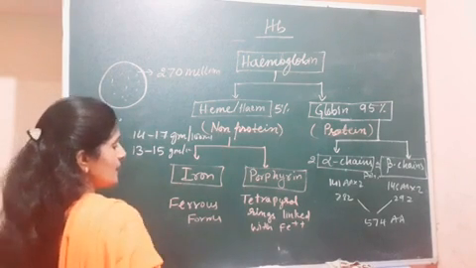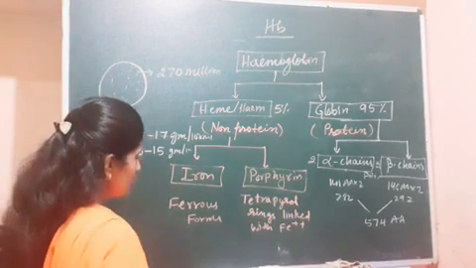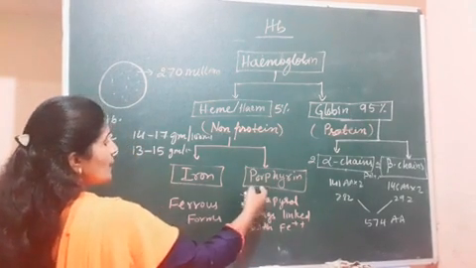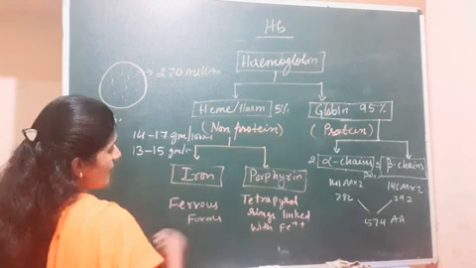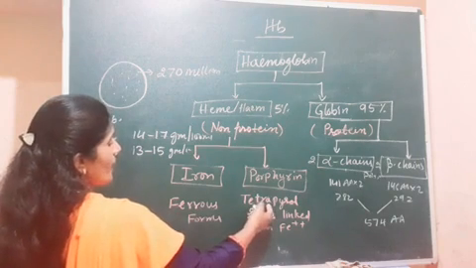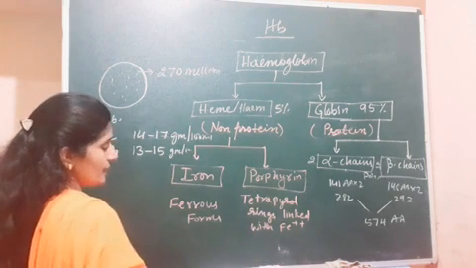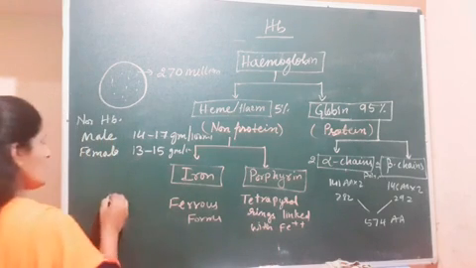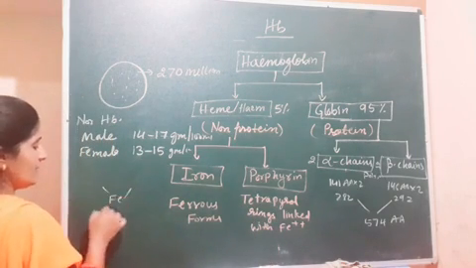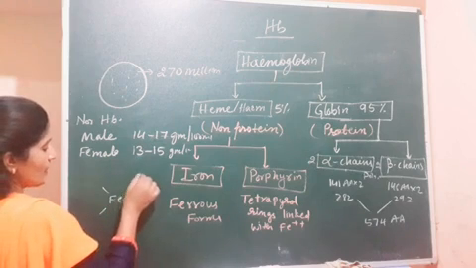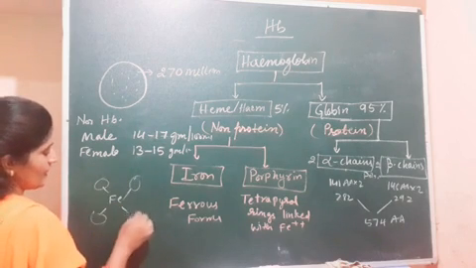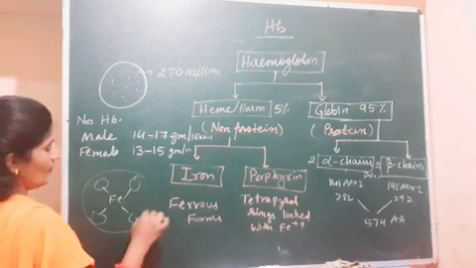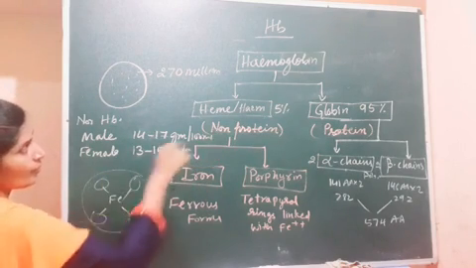Iron is present in the ferrous form. The porphyrin rings are tetrapyrrole. Tetra means 4 rings are there, attached to the Fe. So here one Fe is there, and on this side the 4 pyrrole rings are present. In this way it forms the heme, only heme, not globin.